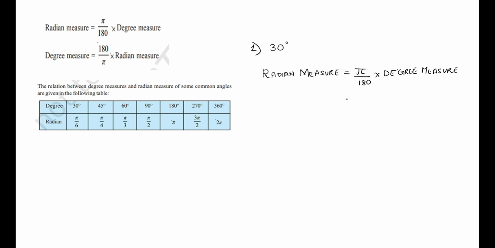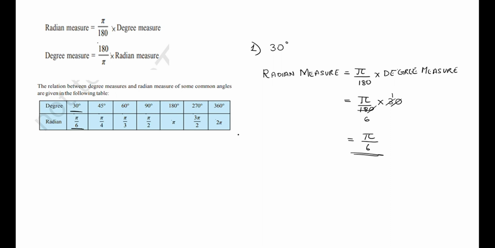Okay, that is equal to, now the radian measure is nothing but pi by 180 degree into degree measure is 30. Okay, cancel out the zeros, 3 ones are 3, 6 are 18. That is nothing but pi ones are pi by 6. So here you can see that 30 degrees is nothing but pi by 6.